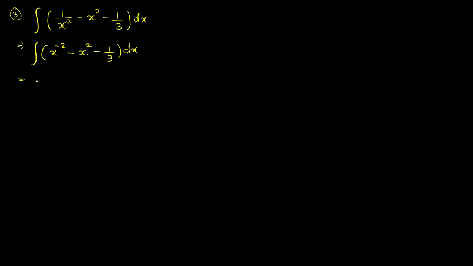Now take the integral of each of the terms. So it is integral x power minus 2 dx minus integral x square dx minus integral 1 over 3 dx. Simplifying.